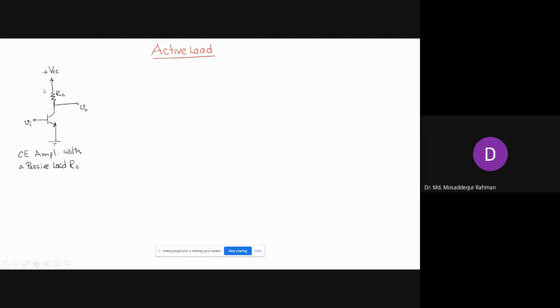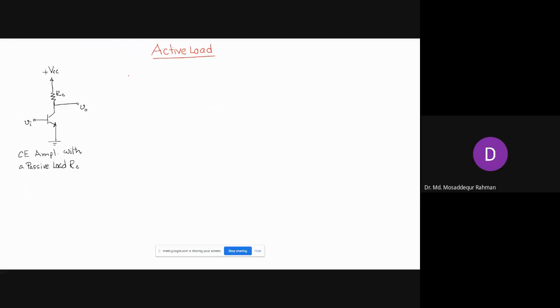RC, we know, is a passive component, so we can also call it a passive load. So this is a common emitter amplifier with a passive load. Now, first we will see what the limitations of the passive load are, before we go to the active load, and why we need an active load, or why the active load is introduced.